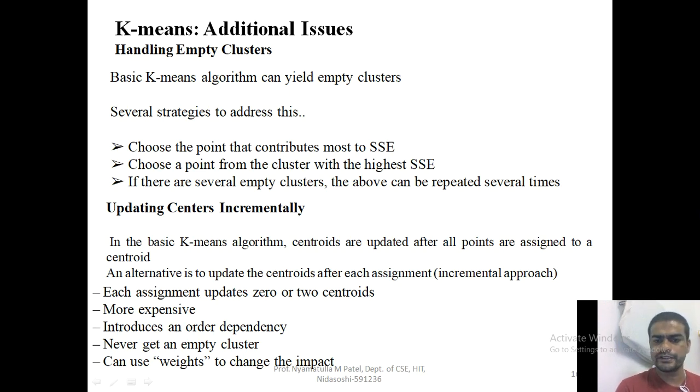So once you do an assignment, you update the centroid after each assignment. Most assignments update 0 or 2 centroids. If you go on increasing the centroids incrementally, this is a more expensive approach, and it also introduces an order dependency. But the advantage is that you will never get an empty cluster. You can also use weights to change the impact. This is another way we can update the centers of a cluster.